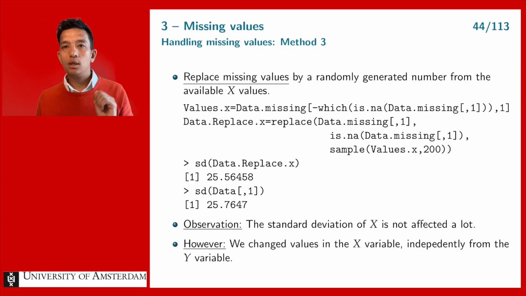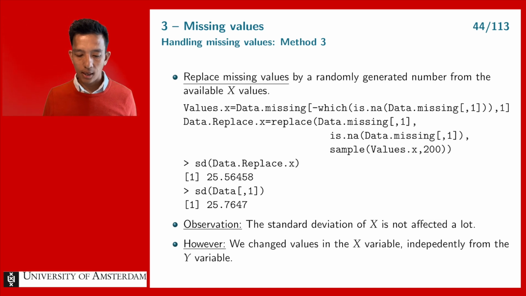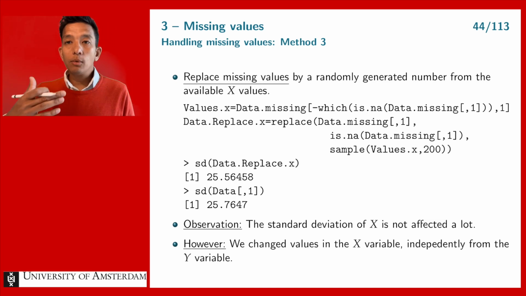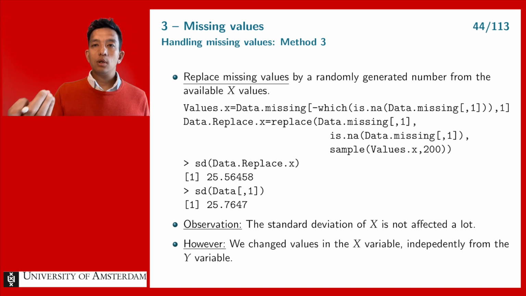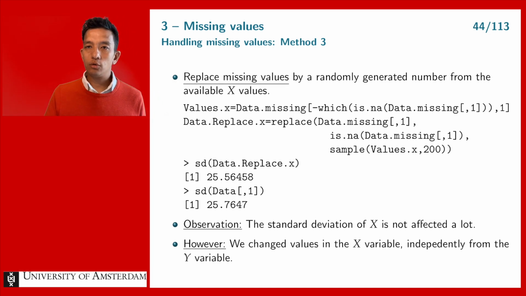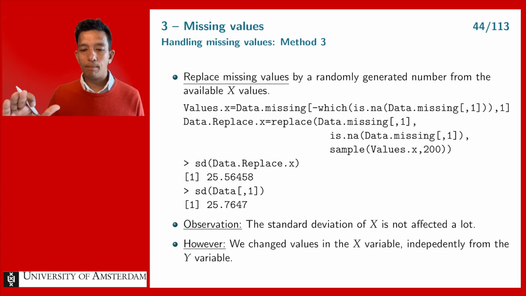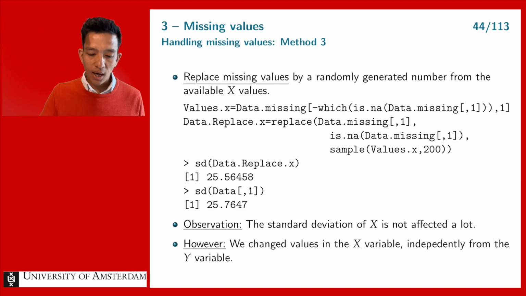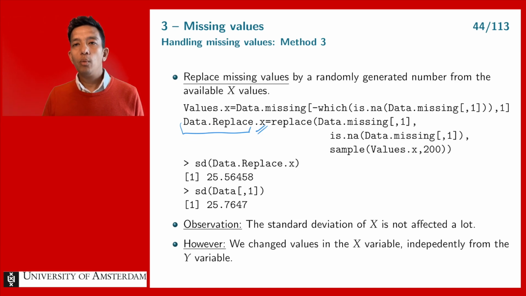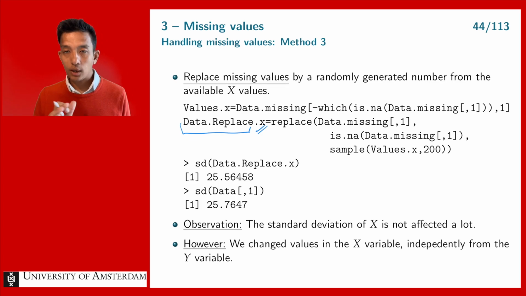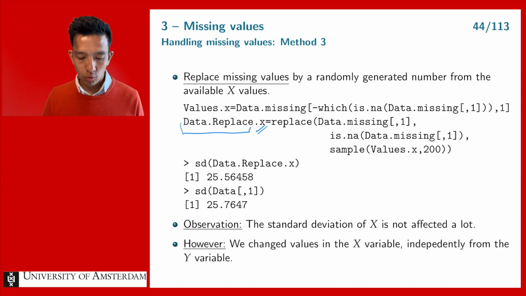You have x in the first column, y in the second column. So I'm going to replace the missing values by new values. I work in the spirit of method 2, in the sense I do not want to throw away data. I want to create a new data set, data.replace.x, which is the new data set, which again contains 1000 observations. So that's the same as in method 2.